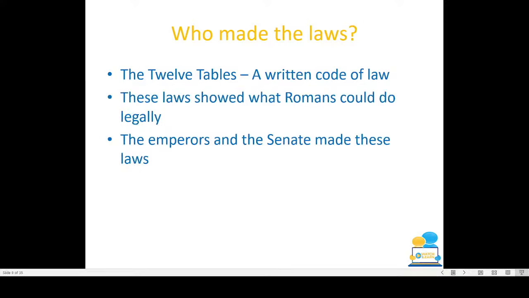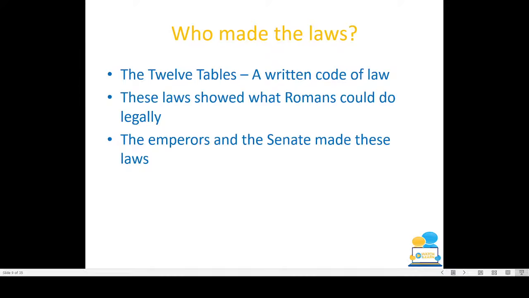So we'll have a look first. Who actually made the laws in ancient Rome? There were the 12 Tables. The 12 Tables was a written code of law in Rome, okay? And this was created by the Roman emperors and senators. So this was a written code for all people to follow. What these laws did was they showed Romans what they could do legally. So it informed them on what was legal in Rome at the time and what would be a crime.